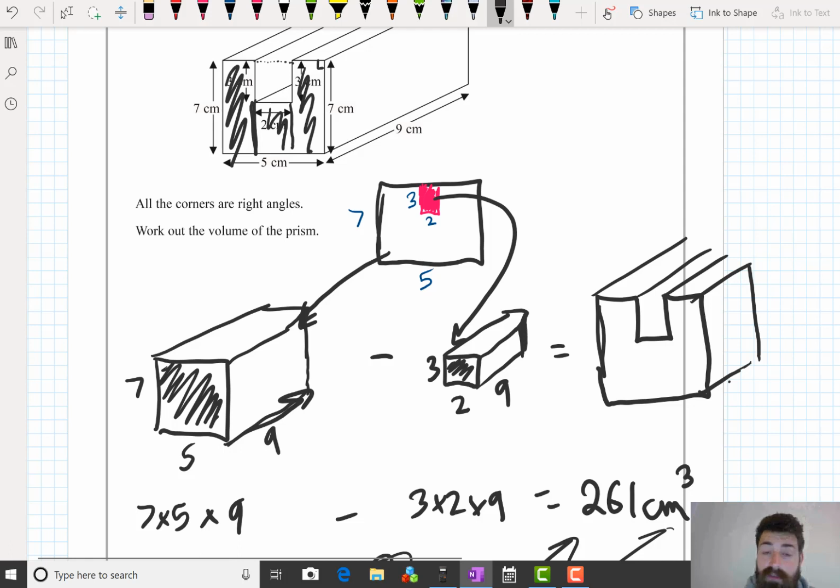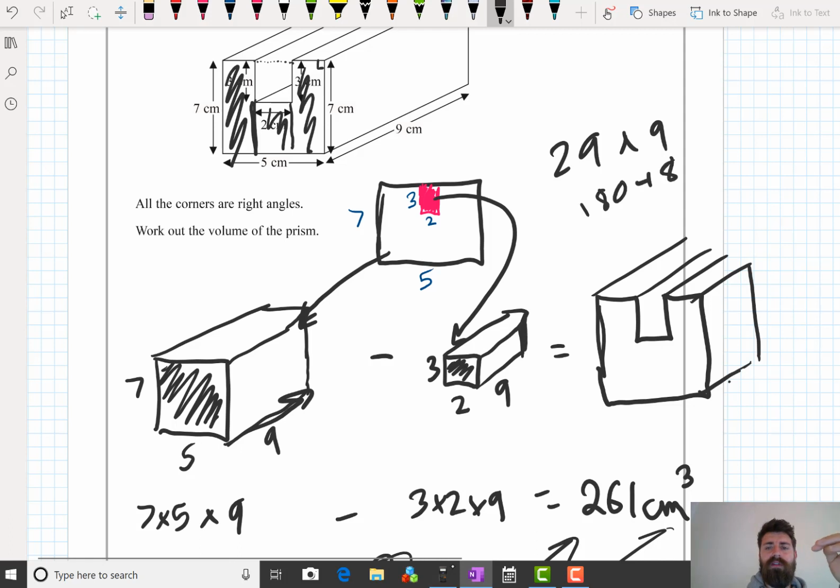You could have worked out the area of the first face, 7 times 5, and then subtracted 3 times 2 away from it, so 35, subtract 3 times 2, 35 subtract 6, which is 29, and then done 29 times the depth, which is 9, which is 261. Alright, 29 times 9. Yeah, 7 times 5 is 35, subtract 6, which is 29. 29 times 9. 180 plus 81. Yeah, so you could have done that.